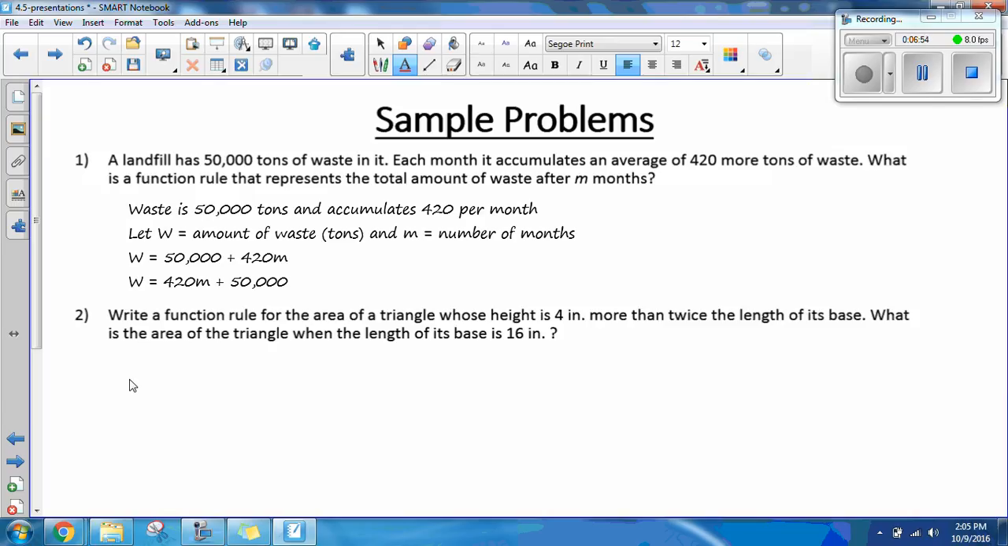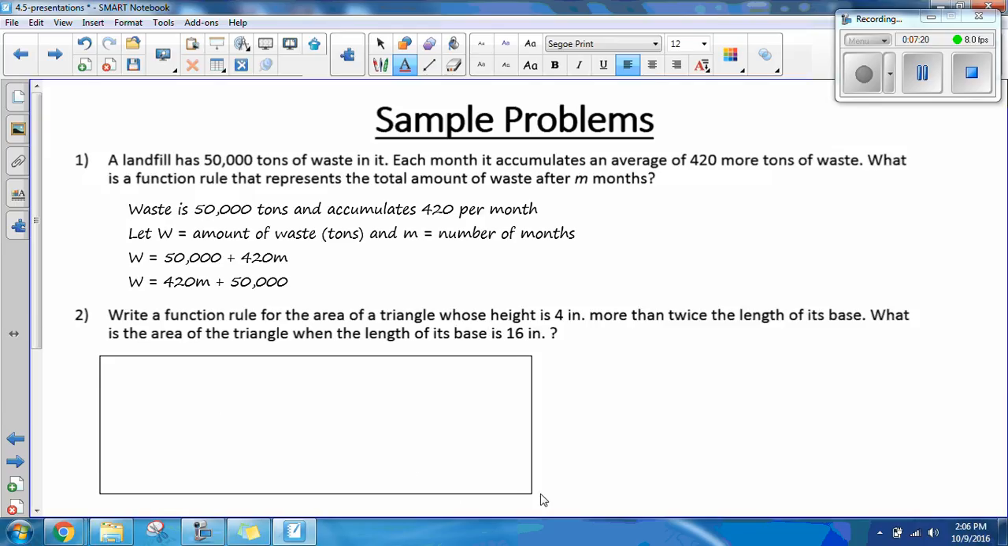In problem 2, we have: write a function rule for the area of a triangle whose height is 4 inches more than twice the length of its base. What is the area of the triangle when the length of its base is 16 inches? So this again is a two-part problem. First we need to write the function rule, then we need to actually find the area of the triangle when the length of the base is 16.